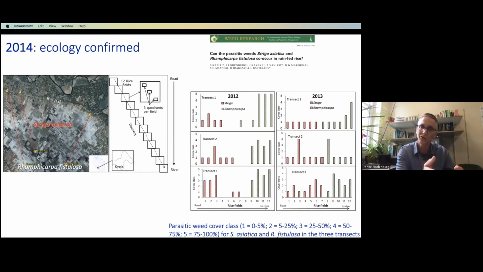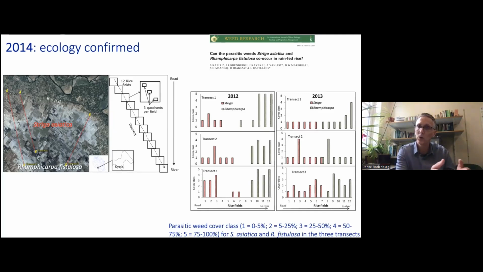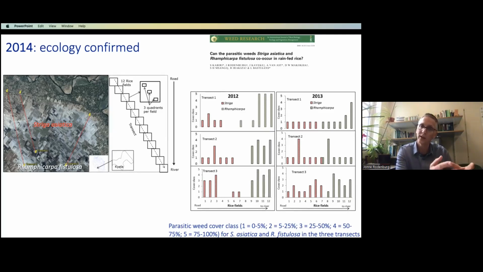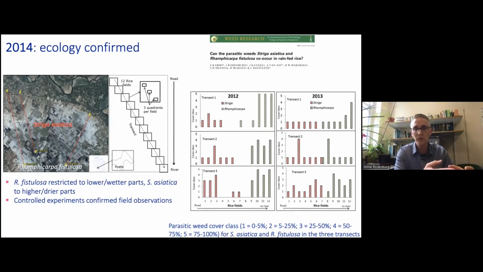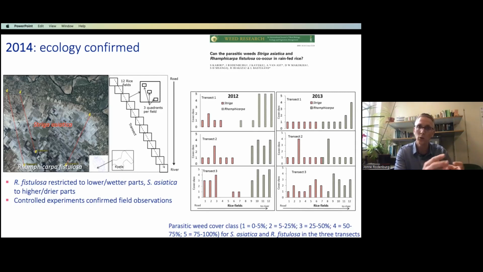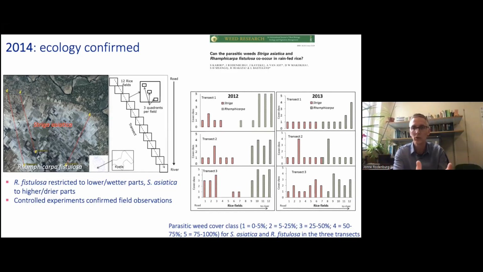So in 2012, there was really no overlap, and it was a clear distinction. The Striga was mainly found in the higher and drier parts, and the Rhamphicarpa was mainly found, or only found, in the lower and wetter parts. But in 2013, which was a little bit wetter actually, we saw that the two ecologies moved closer to one another.